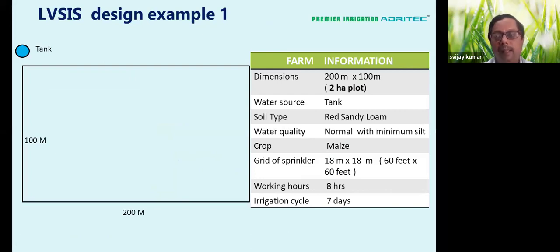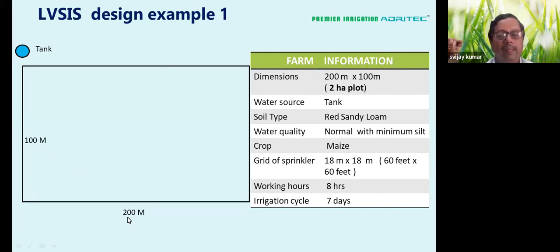Now let us understand this whole exercise with the help of an example, like how I had taught the drip design. So now I'm assuming a plot which is around 100 meters by 200 meters. That means the area is exactly 2 hectares. 100 multiplied by 200 is 2 hectares. The water source is a tank. From the tank, we are going to supply water to this particular area. And the water quality, we are assuming, is normal with a very minimum quantity of silt.